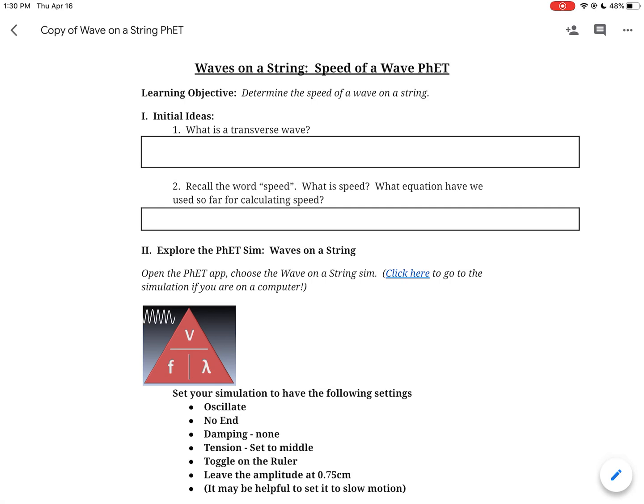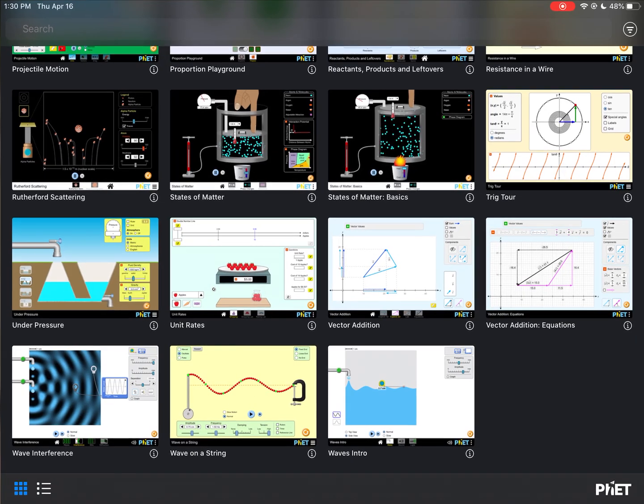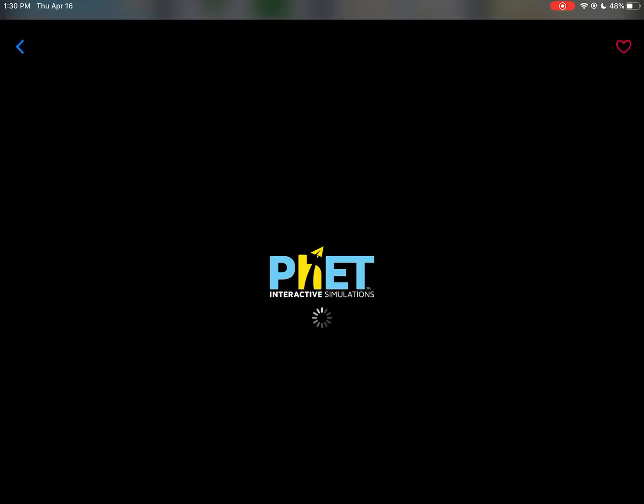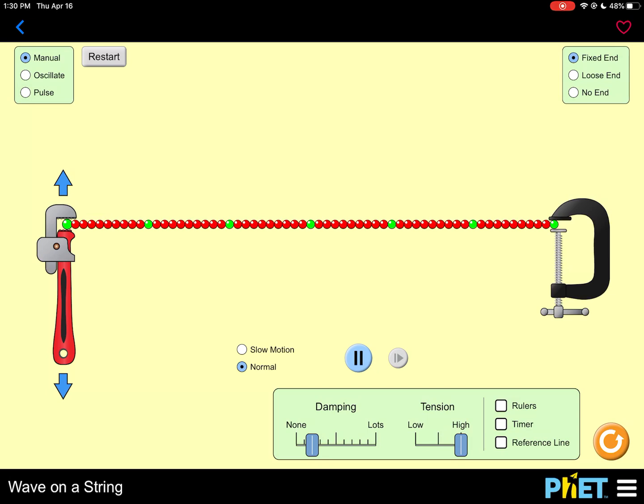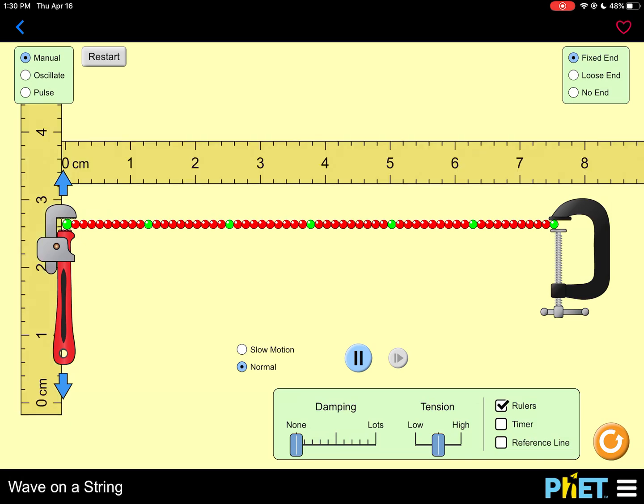So for the sim, you're going to go to the PhET app, just here. You're going to go all the way to the bottom and find the wave on a string sim. So there it is. You're going to change some settings. One of the things you want to do here, let's first change damping down here all the way down to none. Tension right here, you're going to set to the middle. You want to turn on the ruler because that's how you're going to measure wavelength.